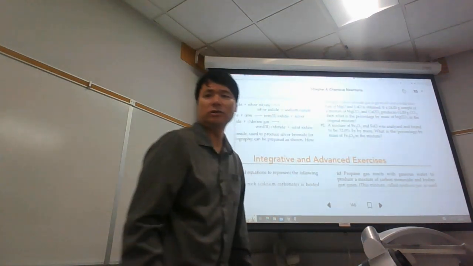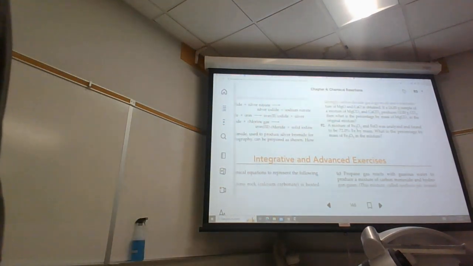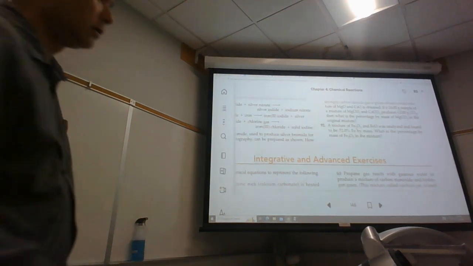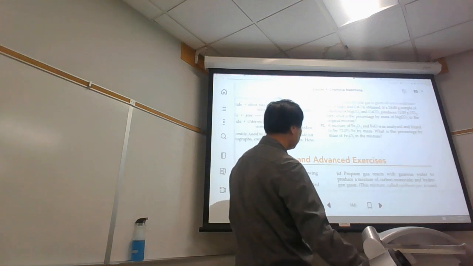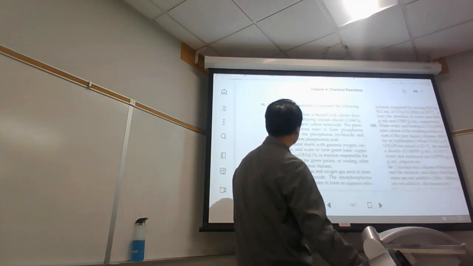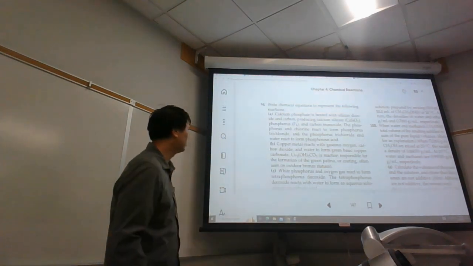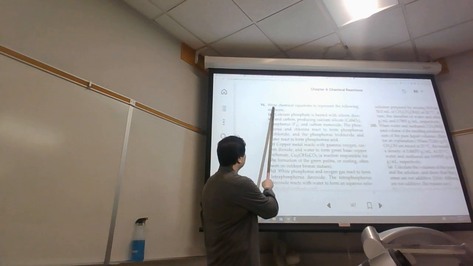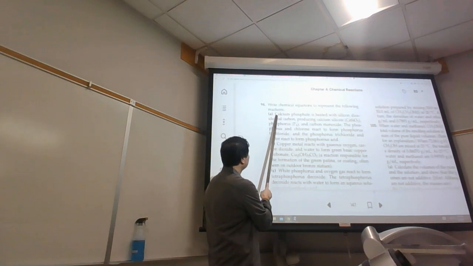Okay, after 92, we'll take a look at 94, I think is next. Just a few words. If you want me to solve or work these out, I can. Maybe not all of them. A few. Write chemical equations to represent the following reactions.